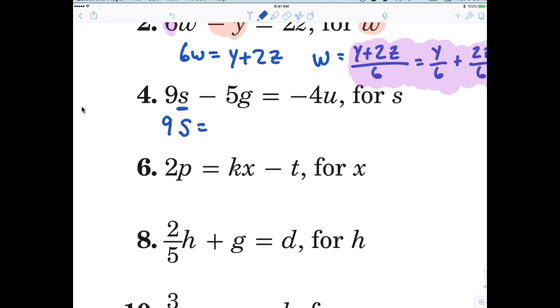And you were right. You moved the negative 5g over. Oh, okay, sorry. 5g minus 4u. Because why? Because you didn't move the negative 4u. You moved the 5g. And if it's negative on the left, it's going to be positive on the right. And now the final answer, all you have to do is what, Allie? Remember, we're solving for S. So what do I have to get rid of?